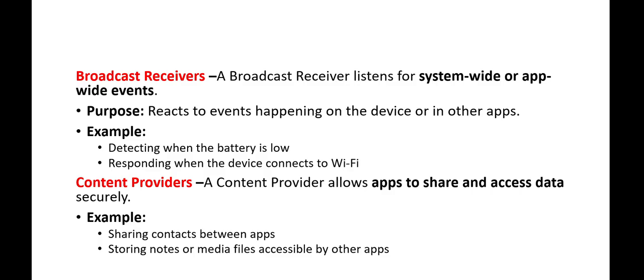Broadcast receiver. A broadcast receiver listens for system-wide or app-wide events. It just listens to the events and notifies the user based on the events. The purpose of this broadcast receiver is to react to events happening on the device or in other apps. For example, detecting when the battery is low, responding when the device connects to the Wi-Fi. So these are the examples for broadcast receivers.